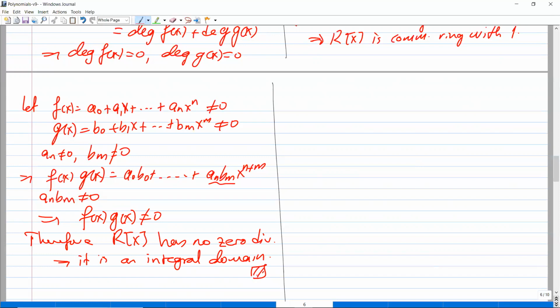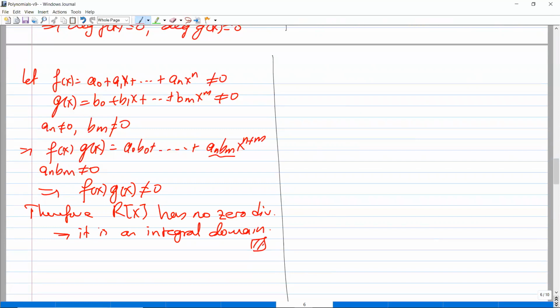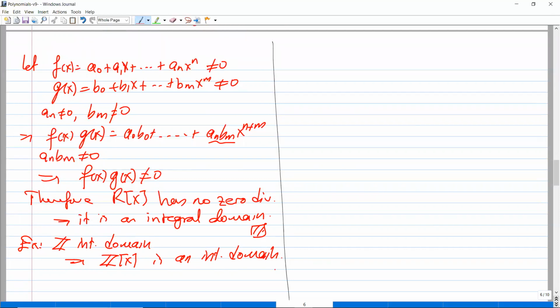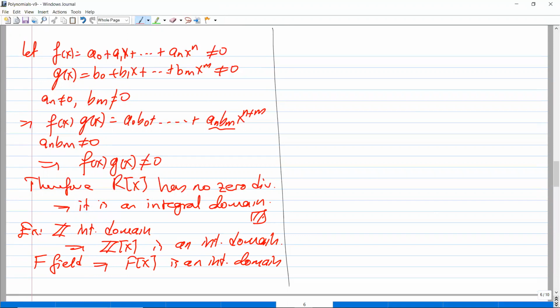Okay. So for example, Z is an integral domain, so that Z[x] is an integral domain. If R is a field, let's say F a field, then it's an integral domain, so that F[x] is an integral domain. These polynomials over a field are the most important polynomial rings.